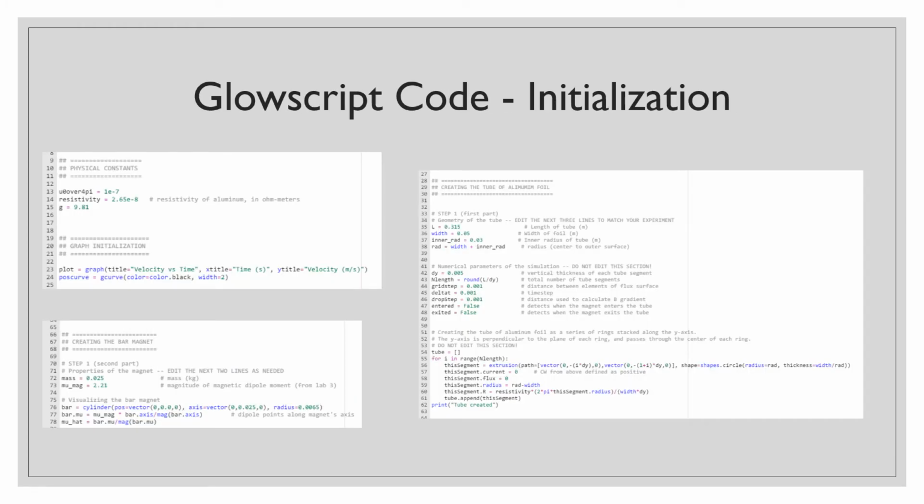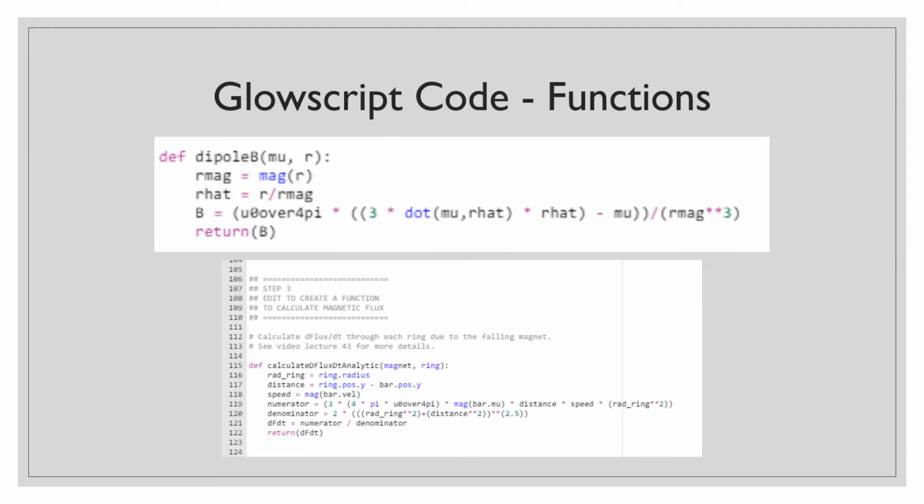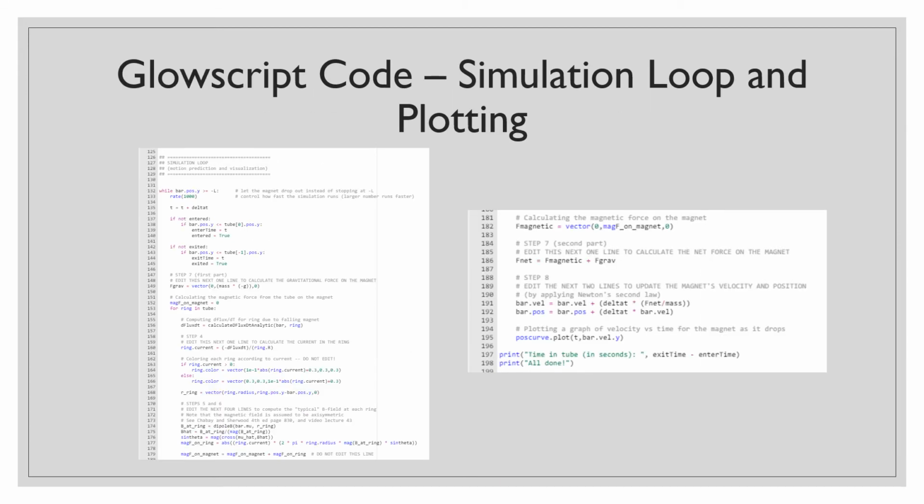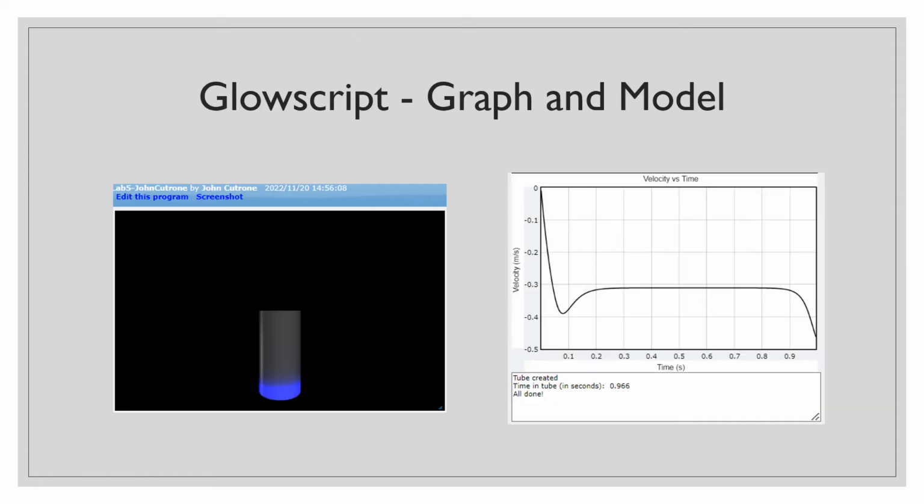The GlowScript code below shows the initialization with the graph and the constants, as well as the different values talked about before, and creating the tube of aluminum foil. Then the GlowScript functions for the dipole of B, as well as the flux analytic are shown. And finally, the simulation loop and the plotting on the graph are shown here.